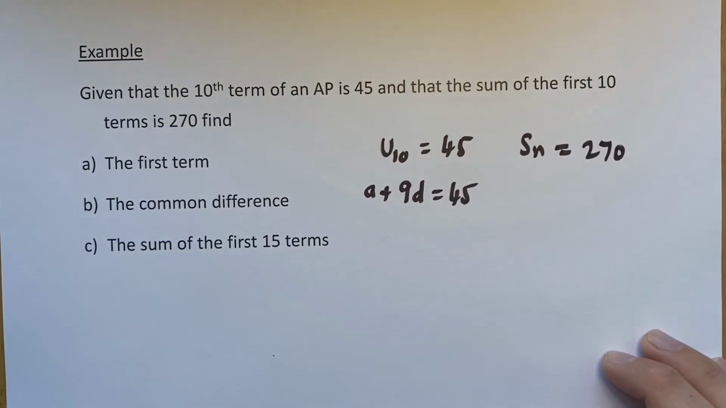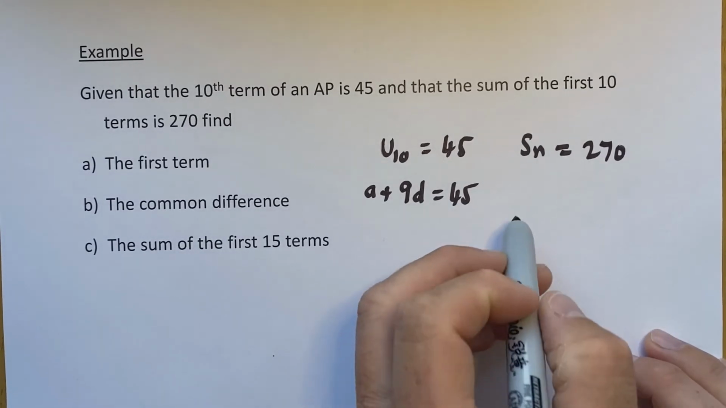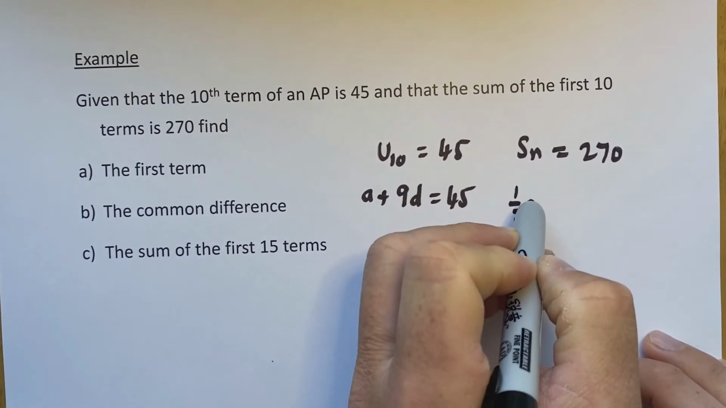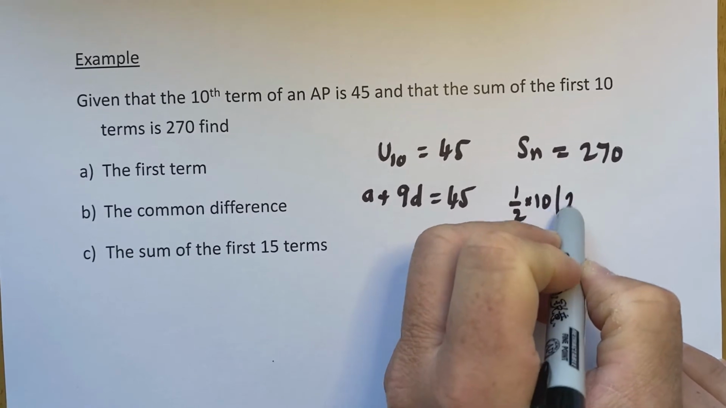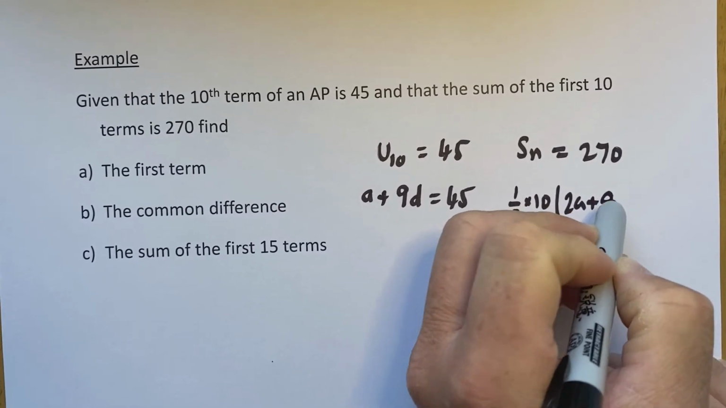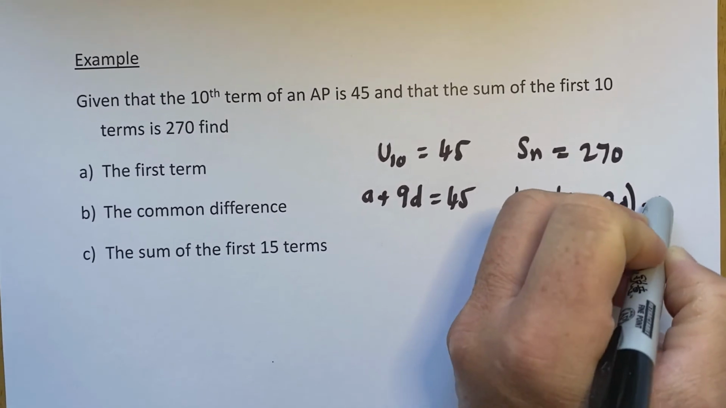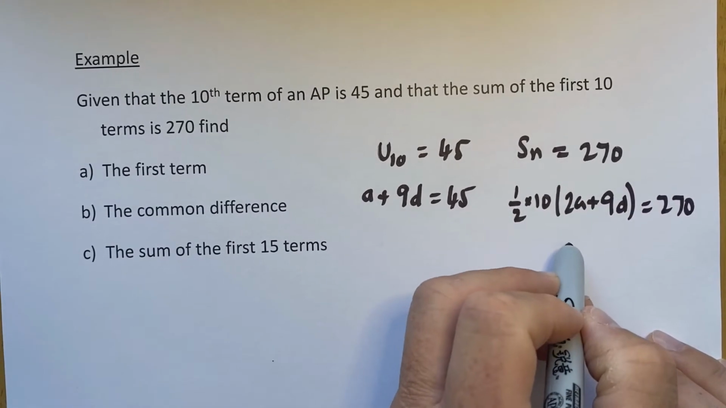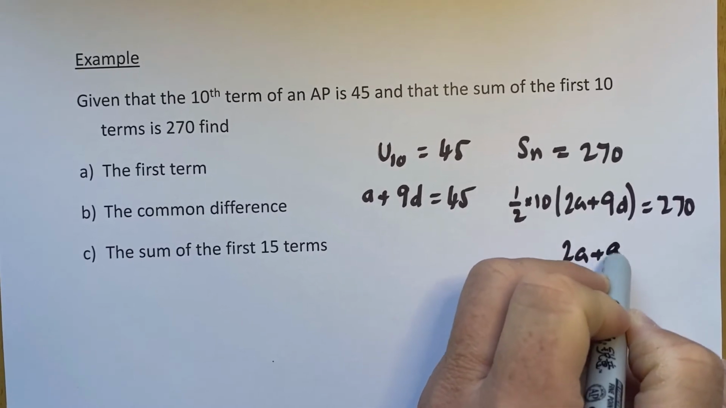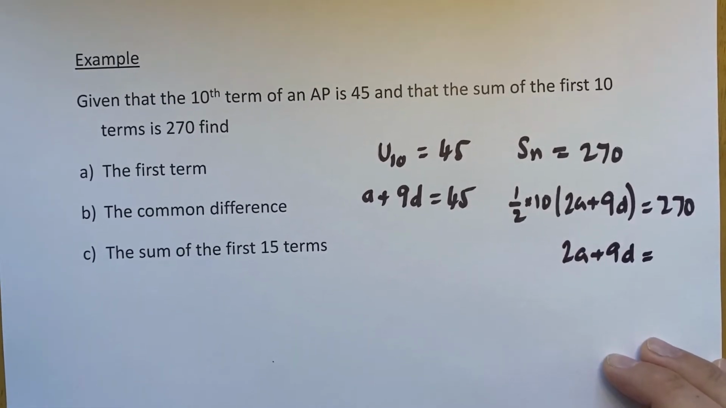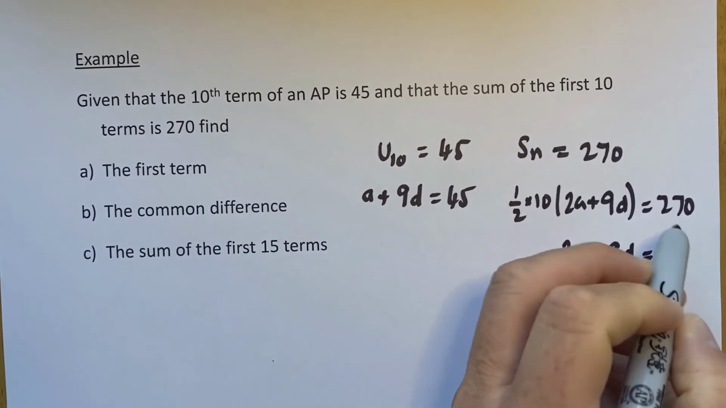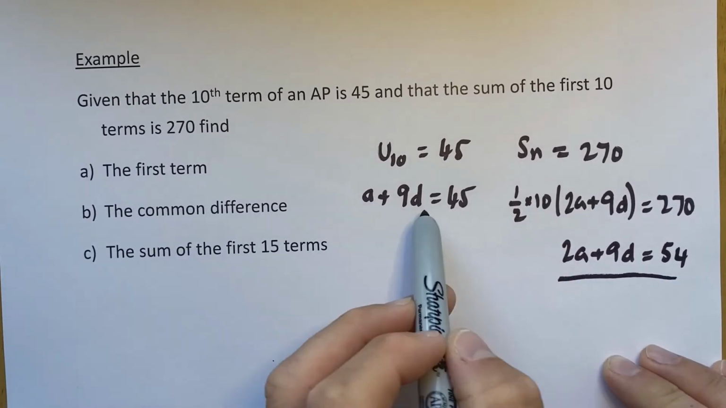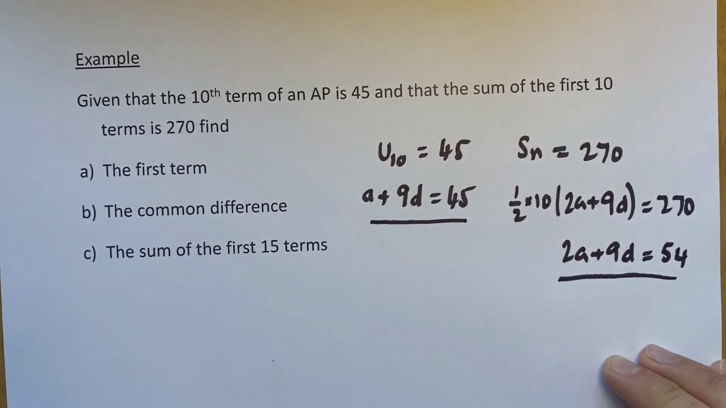Well, the sum of 10 terms means we've got a half of 10 bracket 2a plus n minus 1 d is equal to 270. Now that is 5, and what I always do is I always just take that across to the other side. So we've got 270 divided by 5, which comes out to be 54. And basically, you have two equations to solve.